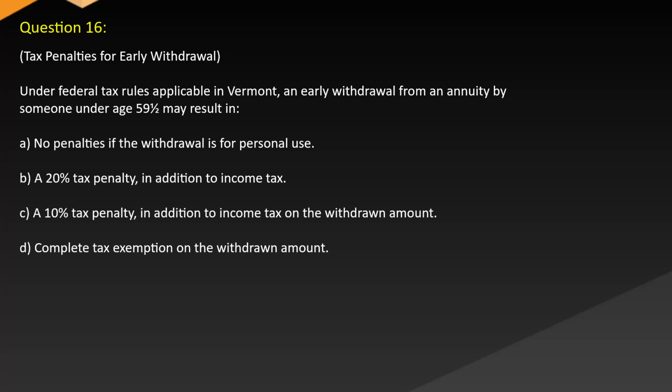Question 16. Tax penalties for early withdrawal. Under federal tax rules applicable in Vermont, an early withdrawal from an annuity by someone under age 59½ may result in A. No penalties if the withdrawal is for personal use. B. A 20% tax penalty in addition to income tax. C. A 10% tax penalty in addition to income tax on the withdrawn amount. D. Complete tax exemption on the withdrawn amount.